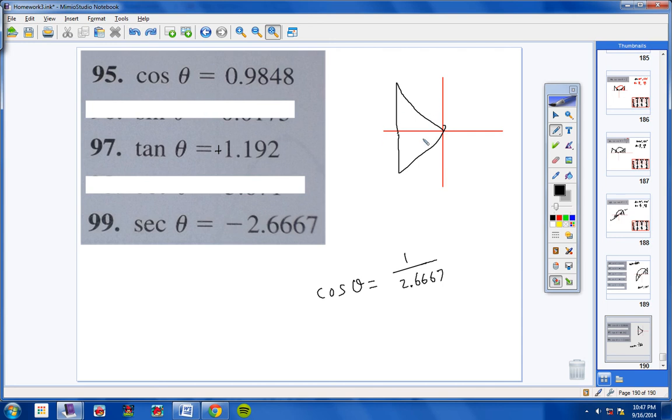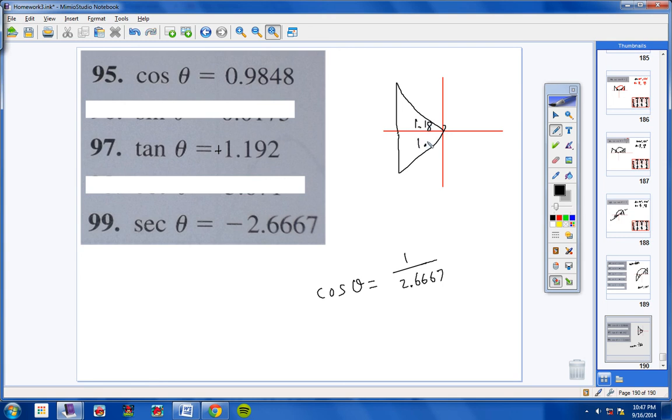Okay, so second cosine of 1 divided by 2.6667. Make sure your calculator's in radians. Hit enter. I'm getting 1.18. So here I'm going to put 1.18, and here 1.18.